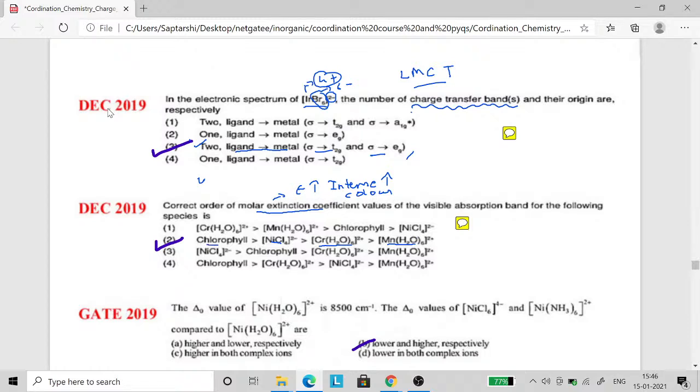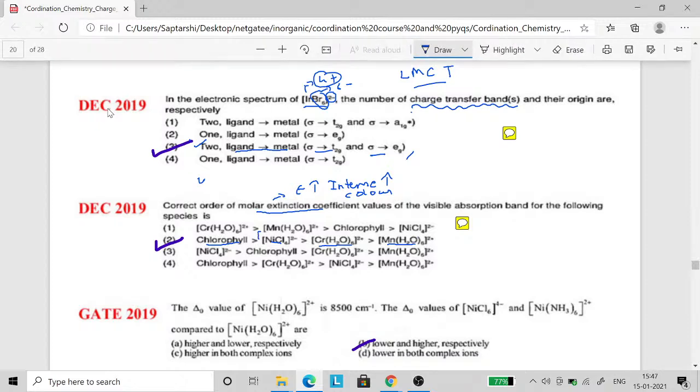It's a fact that chlorophyll has a very intense color. The chlorophyll pigment, a magnesium complex, has a very intense color. Even if you don't know that fact, if you just know the other three, let's see how we can say. First it is NiCl4 2 minus, right? So this is a tetrahedral compound.